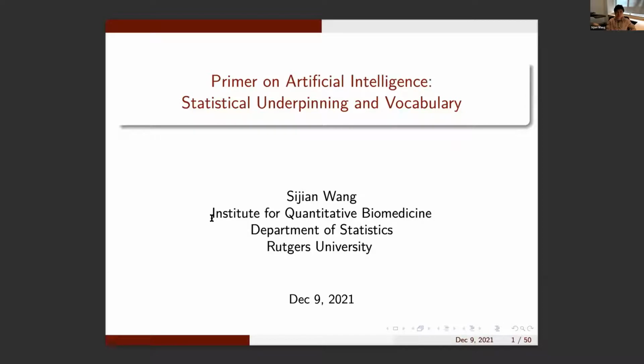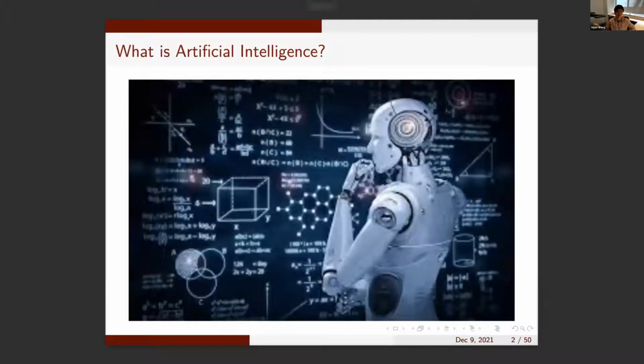Okay, so the first question probably is, what is artificial intelligence? This is probably a sort of hyped picture or description that gave people a feeling like AI is very fancy and very complicated. So today I'm going to introduce AI vocabularies and also some statistical illustration. I hope I can make people believe AI is something everyone can understand and everyone can use.